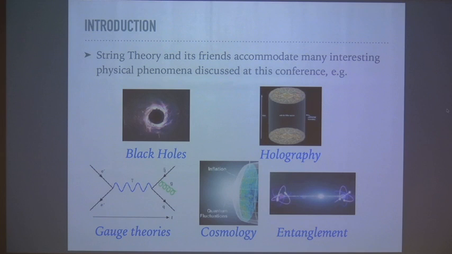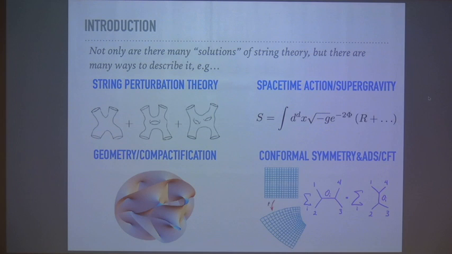So we're all here at the strings conference because we found that string theory and its various incarnations accommodate a really wide variety of different physical phenomena, from black holes and holography to interesting dynamics in field theories, and even cosmology and quantum entanglement. And perhaps one of the reasons why string theory accommodates such a vast range of physical phenomena is that there are many different ways to describe it. Some of which are very old techniques, such as perturbation theory and worldsheet quantum field theory and space-time quantum field theory, but also more surprising or exotic mathematical techniques, such as algebraic geometry when considering string compactifications, as well as conformal symmetry, which is very powerful in holography.